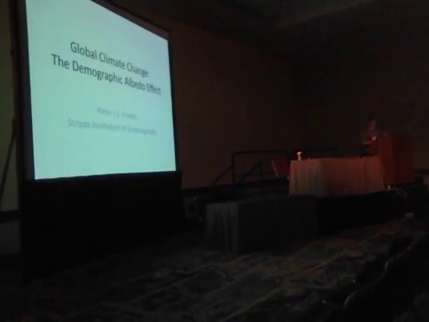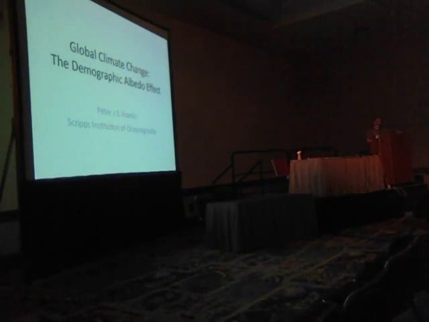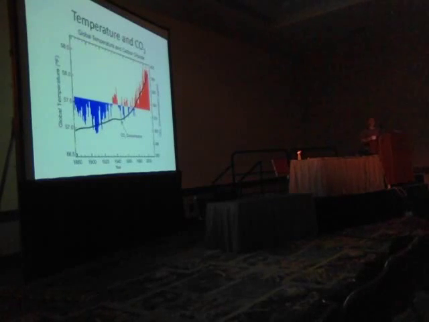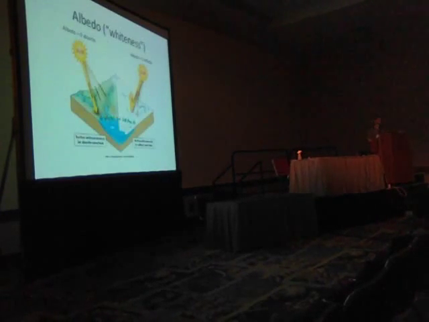Global climate change, the demographic albedo effect. So what's this all about? Well, we all know that carbon dioxide has been increasing in the atmosphere, and along with it, global temperature. You can see that rising here. Okay, maybe you don't all believe it, but most of us do. We buy into that. So what does albedo have to do with this?